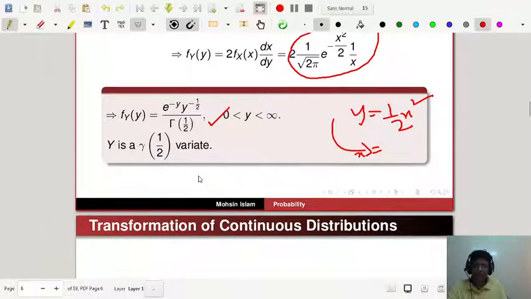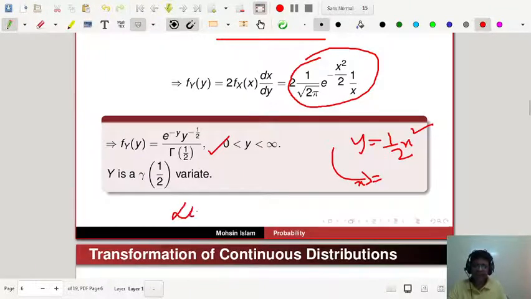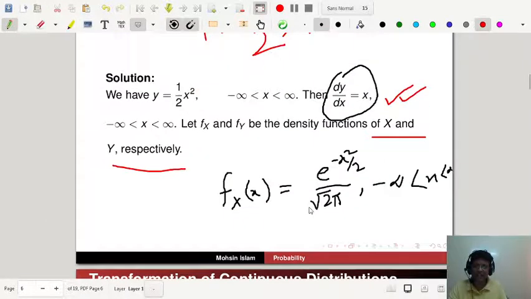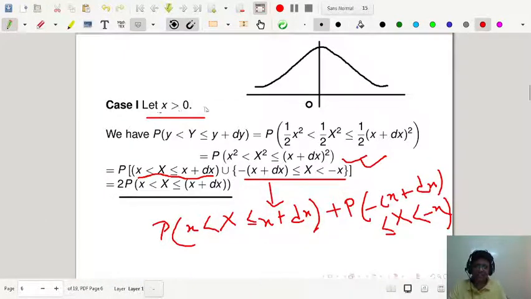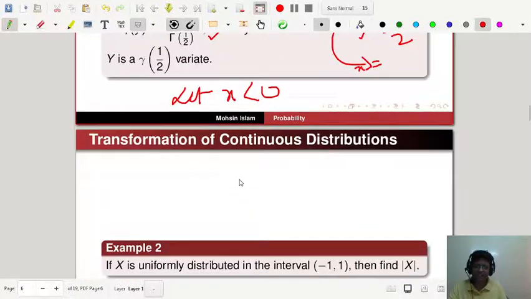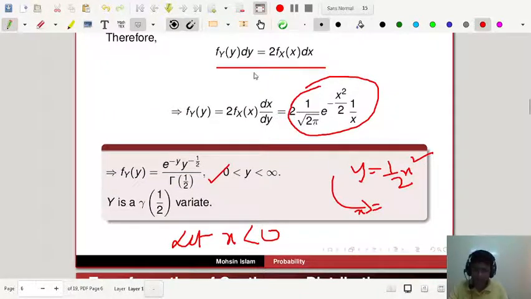Similarly, if you take the case of x less than 0, because we have drawn the case for x greater than 0, and evaluate it using the probability differential and the same process, you will arrive at the result that this also follows the gamma half distribution. So in both cases we have the same result. This is one of the important problems of transformation. Let's have another problem.